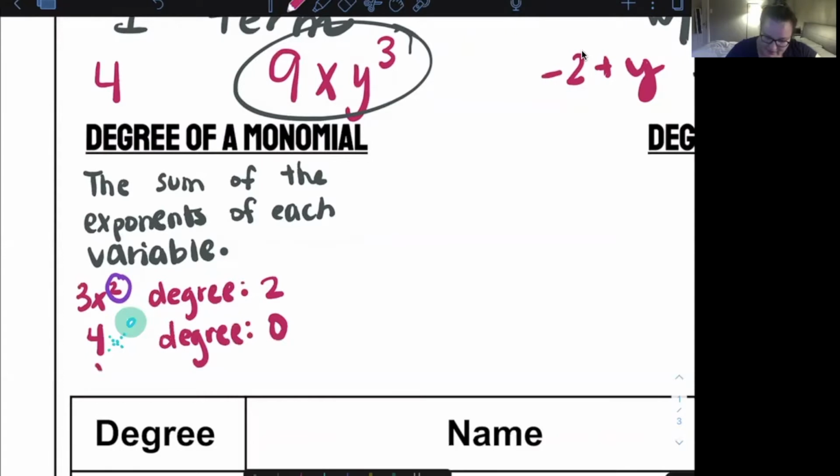Now, what about 9xy cubed? Well, now we have 2 variables. Hang on just a second.